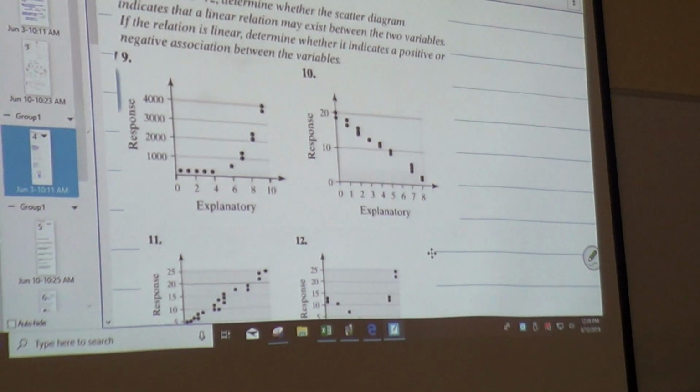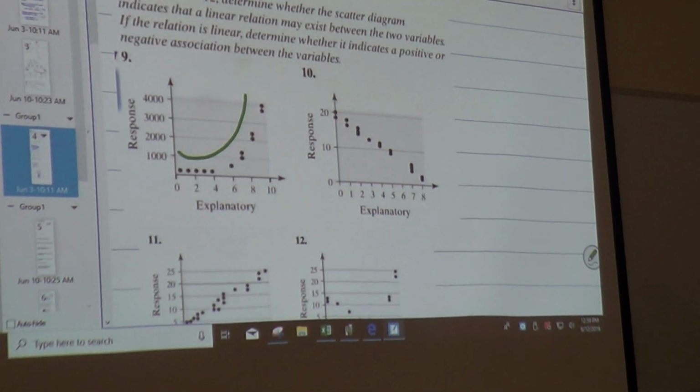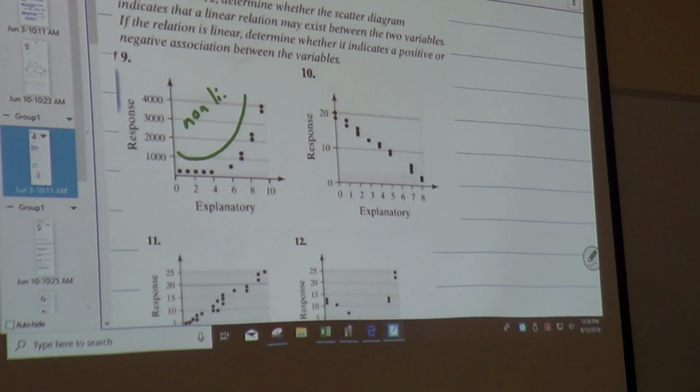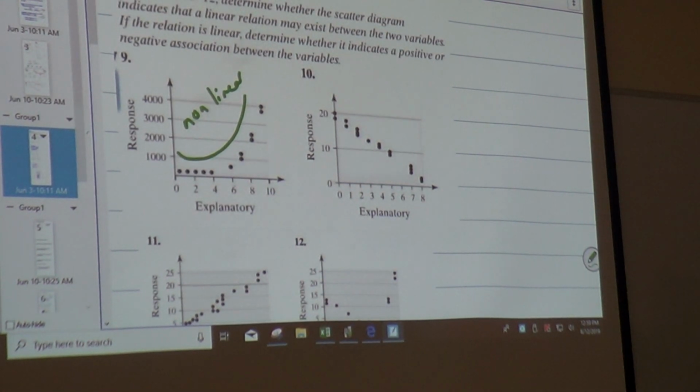No. Because if I look at this one, can you see that it goes shoo? So we say this one is non-linear. That means it doesn't make a line. Is the next one linear or non-linear?